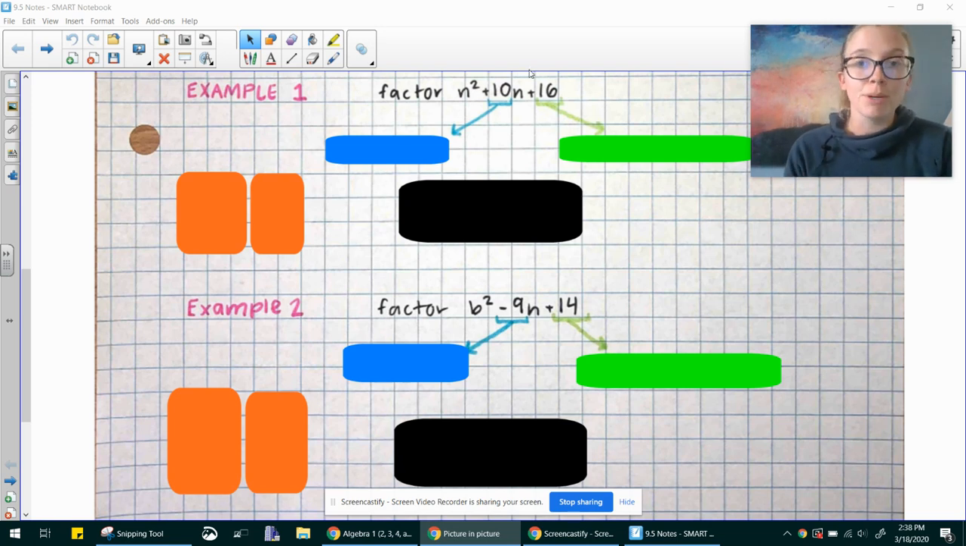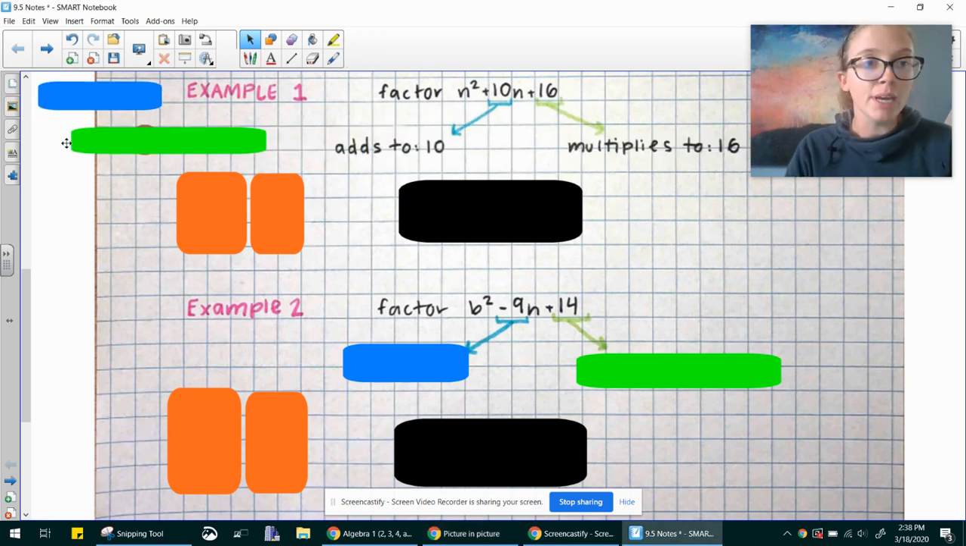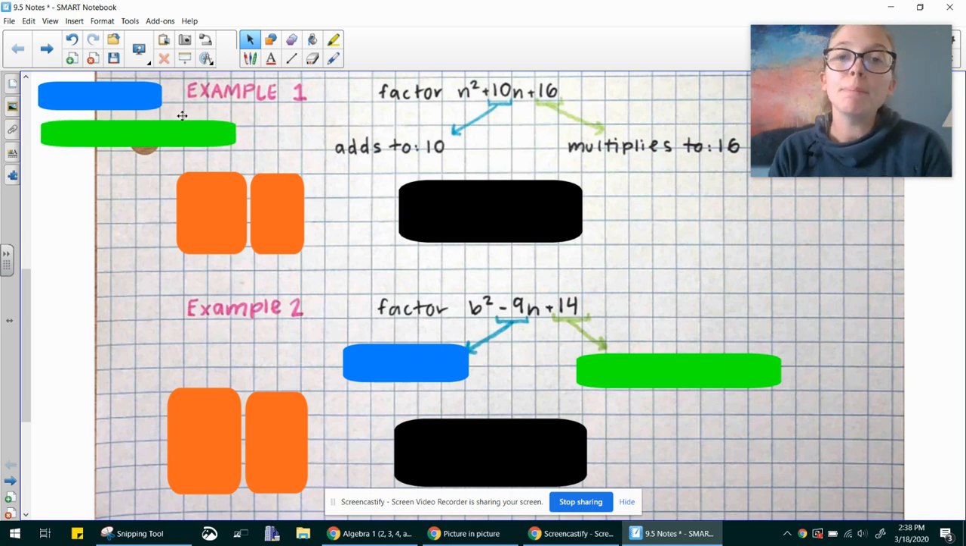So in the previous video, I mentioned that b, in this case 10, is our adding number, and c, in this case 16, is our multiplying number. These numbers are going to be really important because what we are going to have to do is come up with magic numbers that multiply to 16 and add to 10.